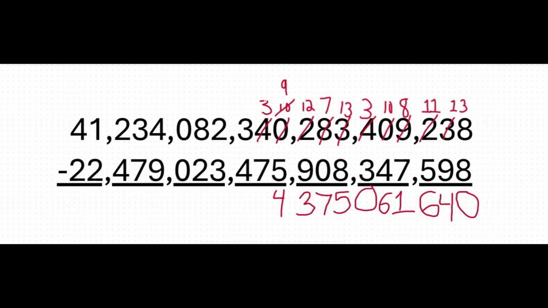So we're going to take this 3, turn it into a 2, and the 3 becomes a 13. Now we can do 13 take away 7. Class, what is 13 take away 7? Very good. It is a 6. Next column, we have 2 take away 4.